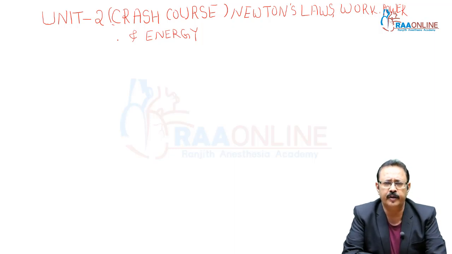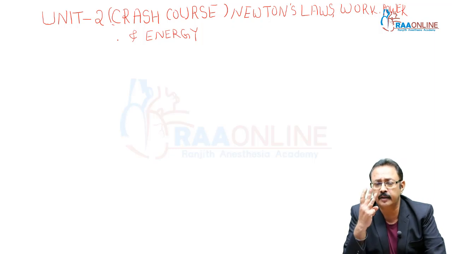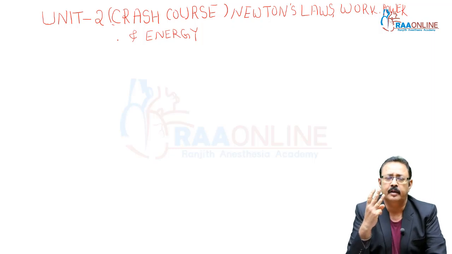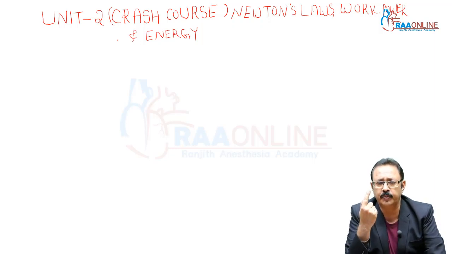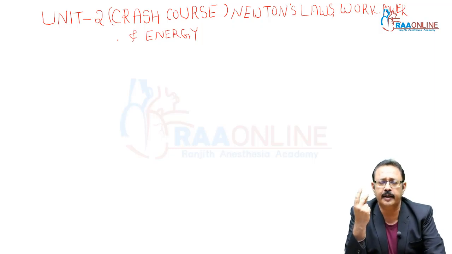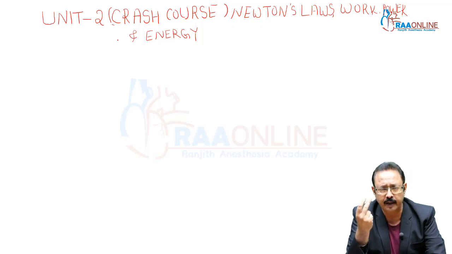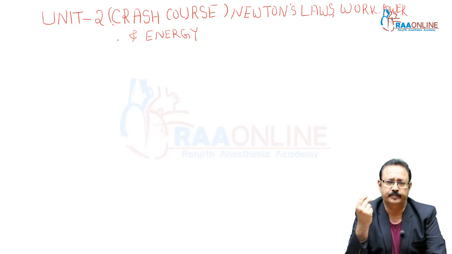What is the measure of inertia? Inertia means the tendency to oppose a change in the state of rest, state of motion, or direction. So there are three types of inertia: inertia related to the state of rest, inertia related to the state of motion, and inertia related to the direction of motion.